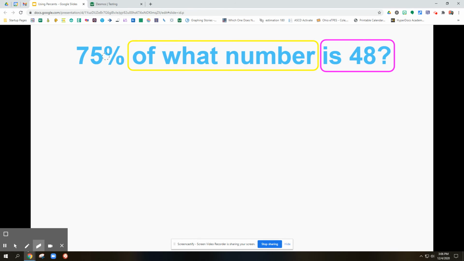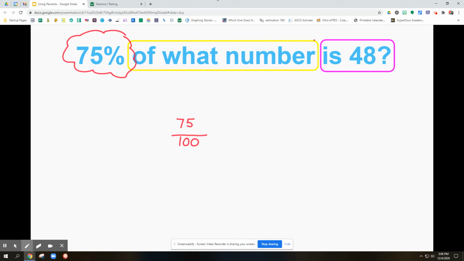Okay, another type of problem that you will run into is where you have the total missing and you have the part. So if you look at this problem, it says 75% of what number is 48. I see the percent, so I'm going to write that down because I know if I have a percent, it's going to be out of 100. So there's my 75 out of 100.